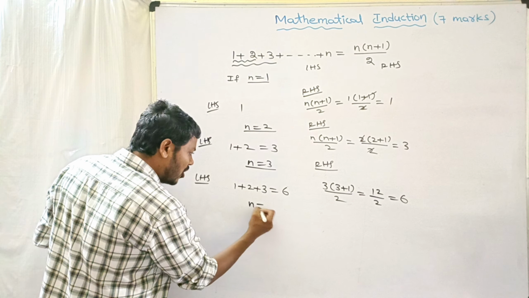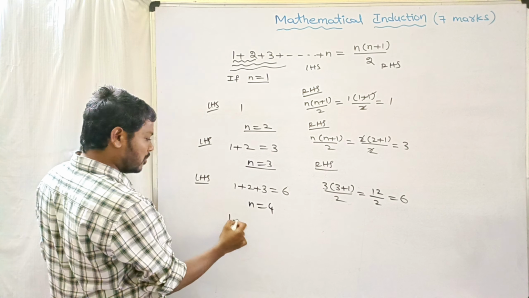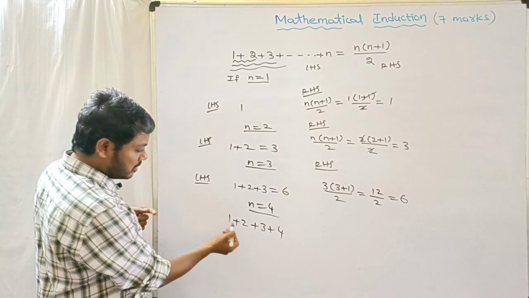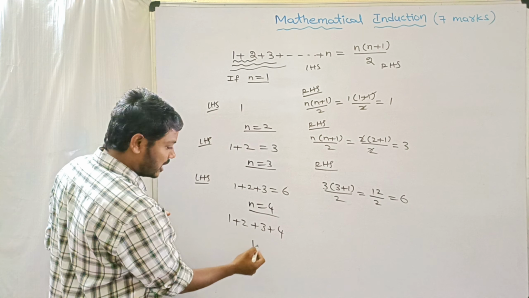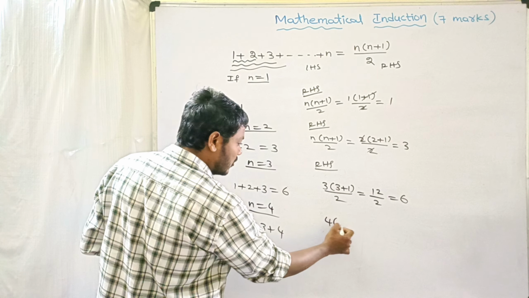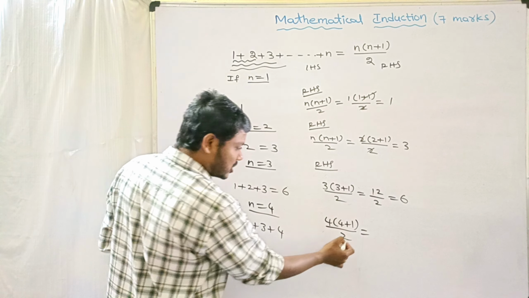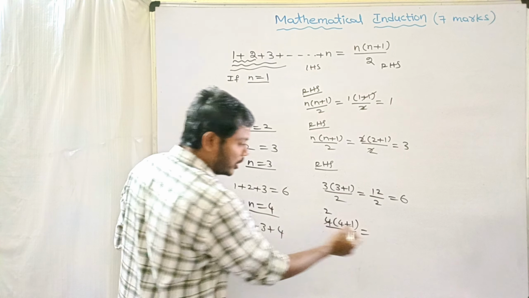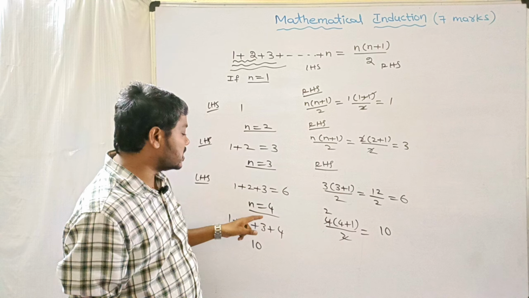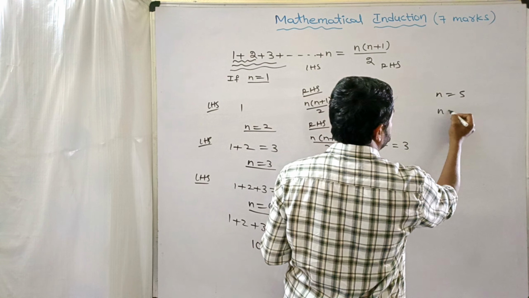Similarly, n is equal to 4. We take the sum of the first 4 terms, that is 1 plus 2 plus 3 plus 4. So what do we get? 3 plus 3 is 6, plus 4 is 10. Similarly for the RHS, n is equal to 4, that is 4 into 4 plus 1 by 2, which is 2 fours are 8, 2 into 5, 10. So clearly the given statement is also true for n equal to 4. Similarly, it is true for n equal to 5 also, and n equal to 6 also.